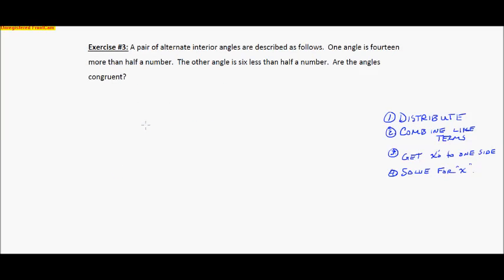And here's exercise 3. Again, I'm going to draw myself a picture because they talk about a pair of alternate interior angles. If you remember when we talked about parallel lines, I draw some parallel lines cut by a transversal. We had alternate interior angles, like this angle and this angle. They were inside the parallel lines and went back and forth across the transversal. That's why they were called alternate interior angles.